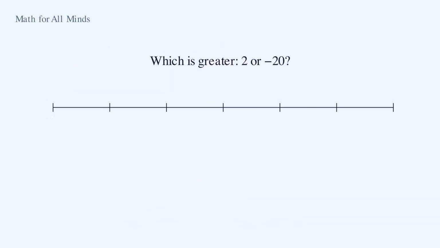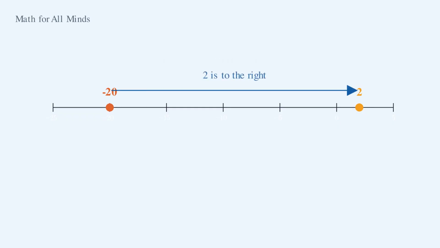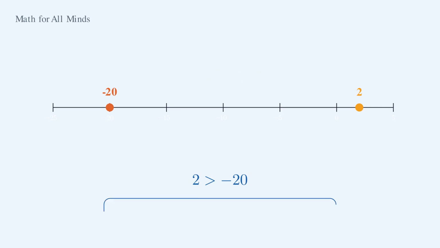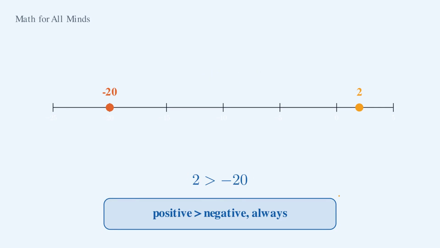Try this one yourself. Pause if you need to. Which is greater, 2 or -20? 2 is to the right of -20, so 2 is greater than -20. Any positive number will always be greater than any negative number.